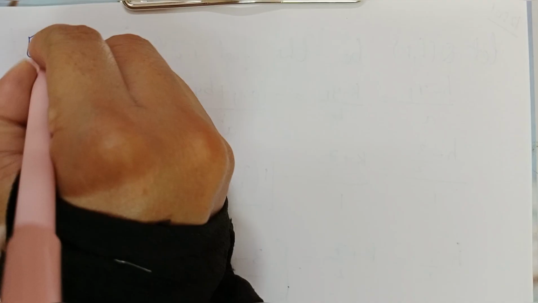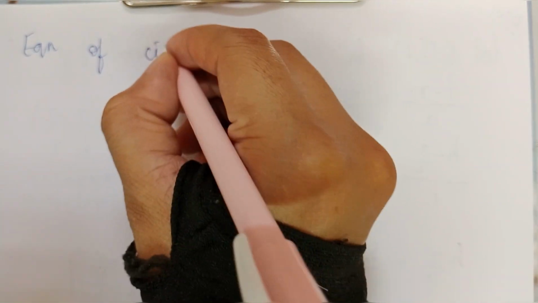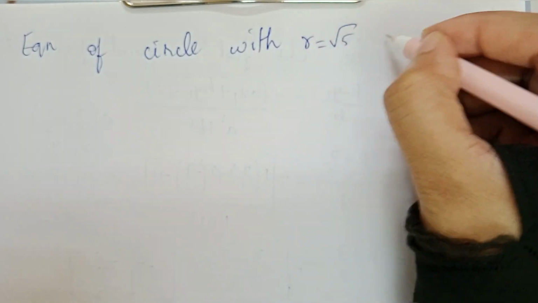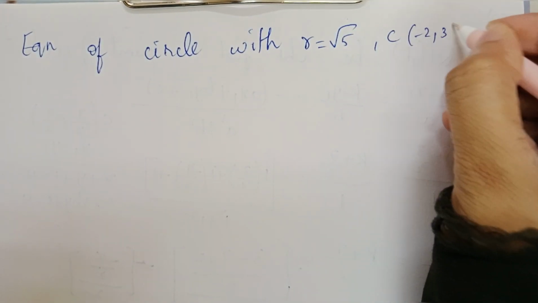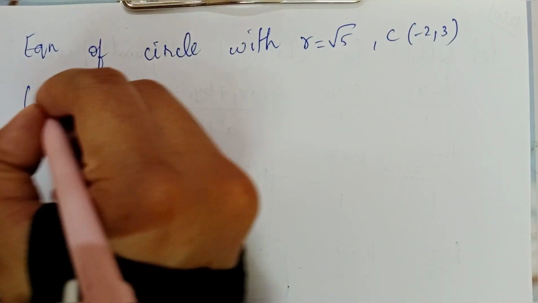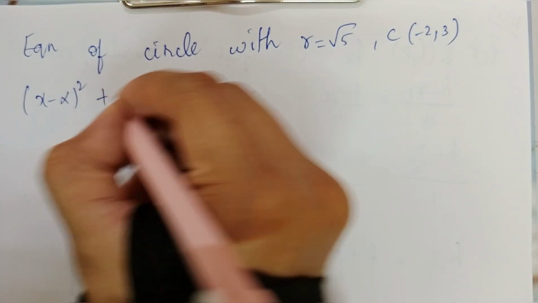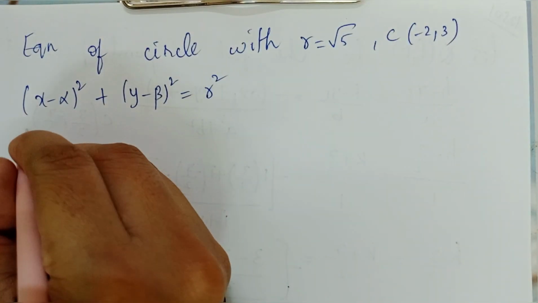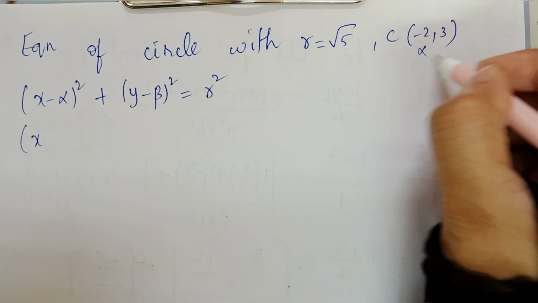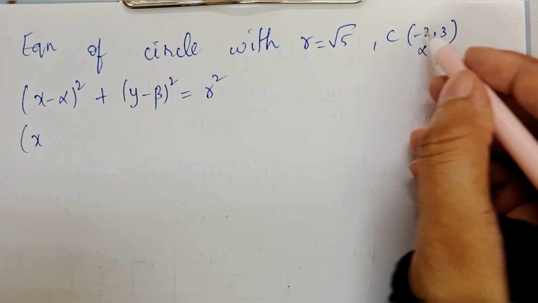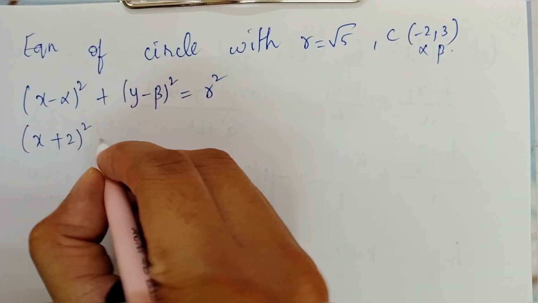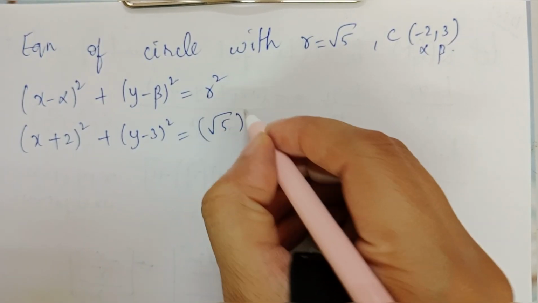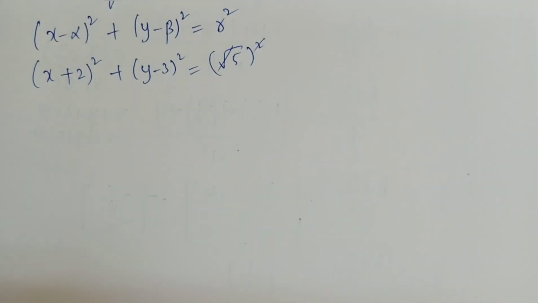So the equation of the circle with the radius root 5 and center (-2, 3) is given as (x minus alpha) square plus (y minus beta) square is equal to r square. This is our alpha, beta, we can substitute here. So minus of minus becomes plus: (x + 2) square plus (y minus 3) square equals root 5 square. Square and root get cancelled.